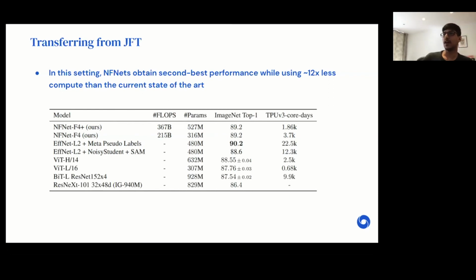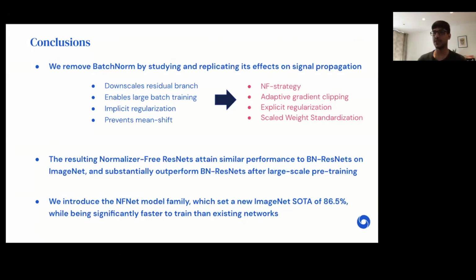So just to quickly summarize, to remove batch normalization, we first try to understand the benefits of batch normalization and try to come up with simple alternatives. We found that batch norm downscales the residual branch, which we backed by our NF strategy. BatchNorm enables large batch training, which we recover using adaptive gradient clipping. We get back BatchNorm's implicit regularization effect using explicit regularization, and we use scaled weight standardization to prevent the mean shift in the activations that arises in ReLU networks. I just want to quickly mention that we're not claiming that these are the best ways to recover each of these benefits, but this is a way that worked well for us.